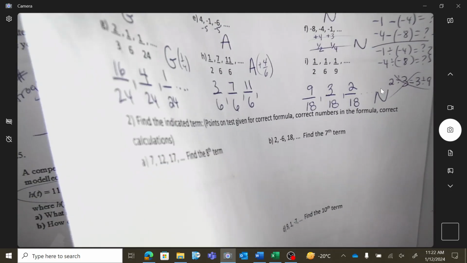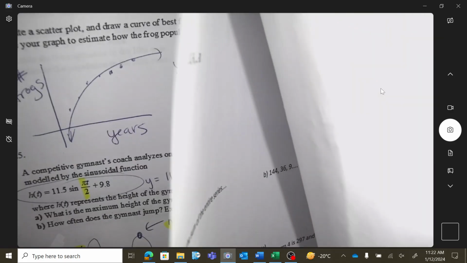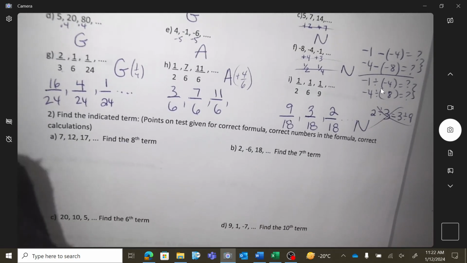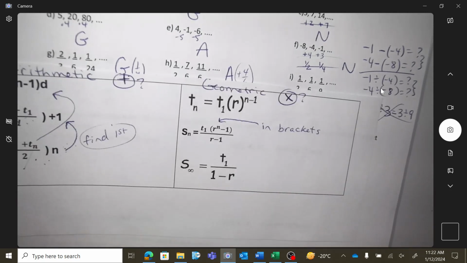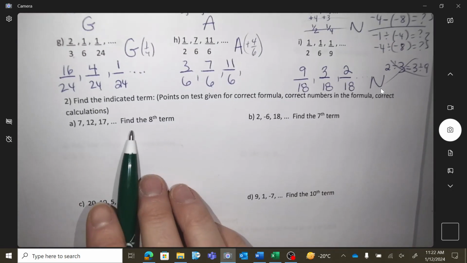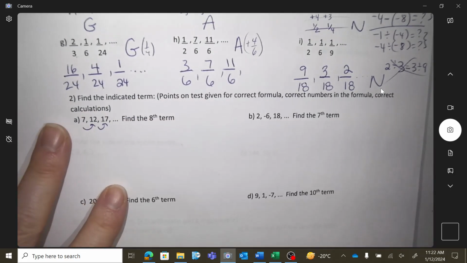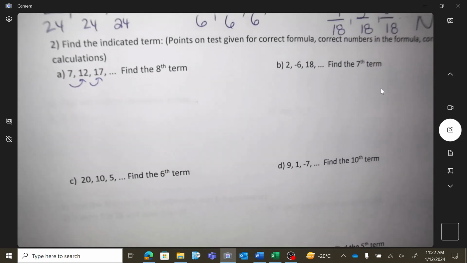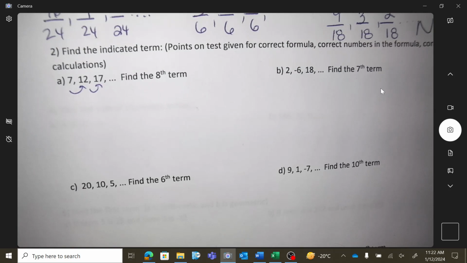Okay, on your test, I will give you that little formula sheet. I really wish I had my paper. There it is. Okay, everybody will get a copy of a little formula sheet on your test. So that's what you will have with you. Okay, so now find the 8th term. So as soon as we have questions, we should probably figure out what's happening in a pattern. What's going on every time?